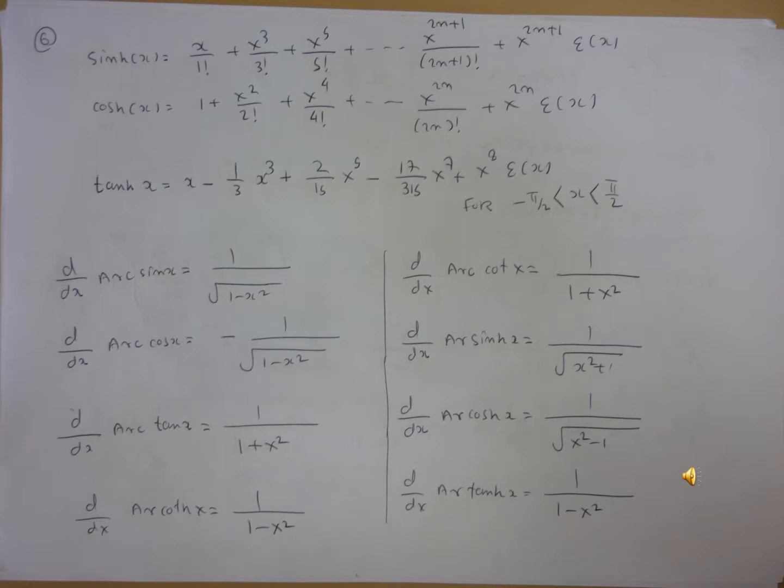So another formula is d by dx of sin inverse a is equal to 1 divided by square root of 1 minus a square, d by da of cos inverse is equal to minus 1 divided by square root of 1 minus a square, d by da of tan inverse a is equal to 1 divided by 1 plus a square, d by da of cot inverse is equal to minus 1 divided by 1 plus a square, d by da of sinh inverse a is equal to 1 divided by square root of a square plus 1, d by da of cosh inverse is equal to 1 divided by square root of a square minus 1, d by da of tanh inverse a is equal to 1 divided by 1 minus a square.